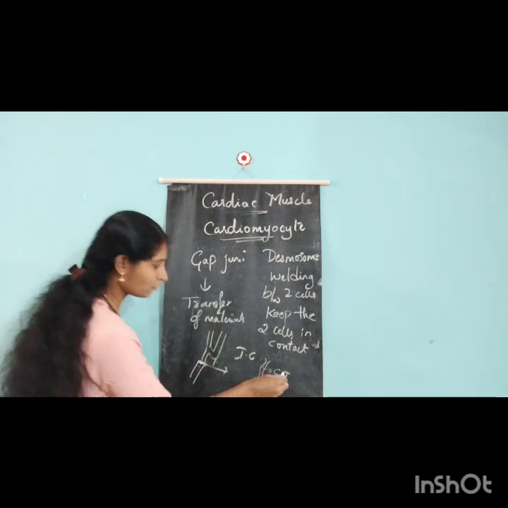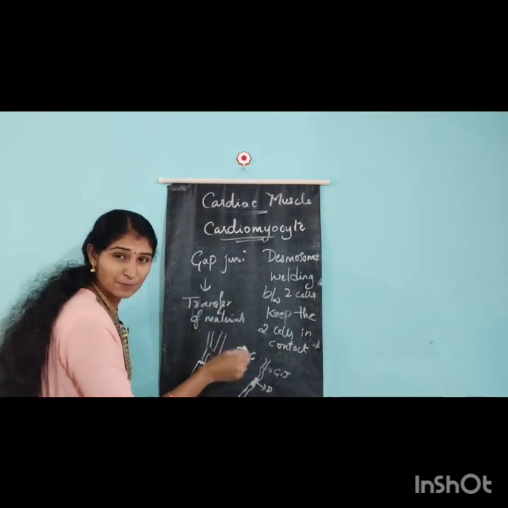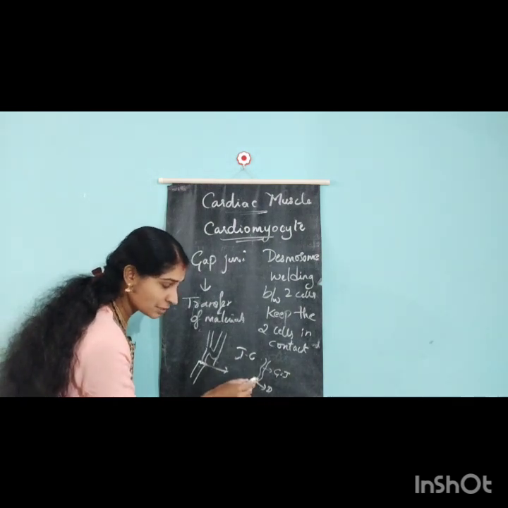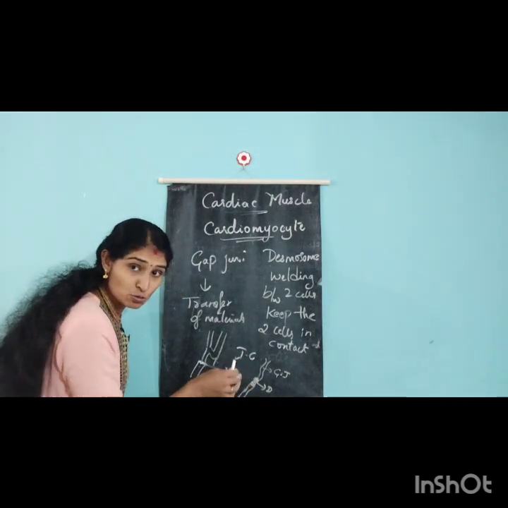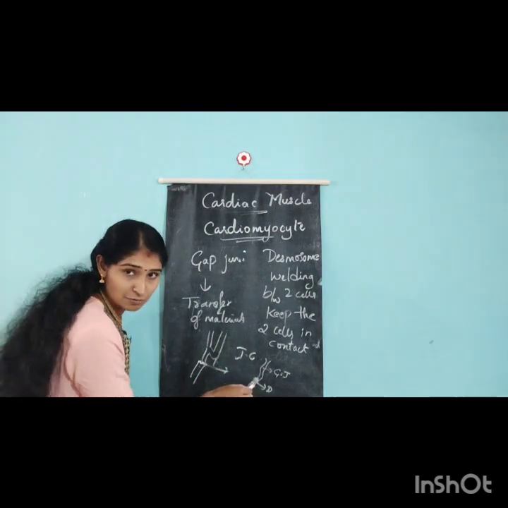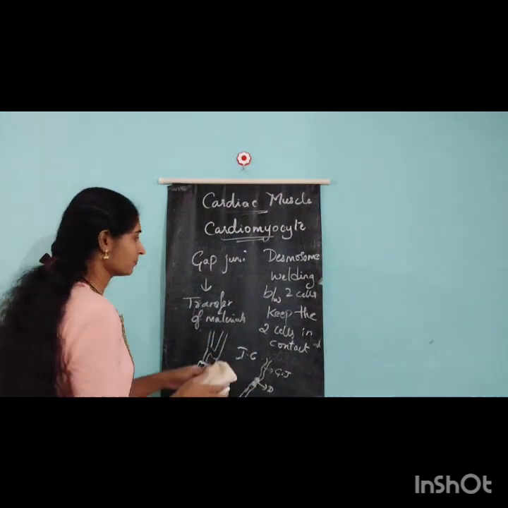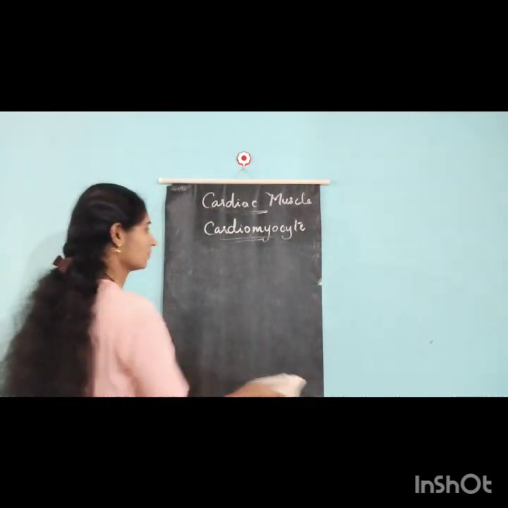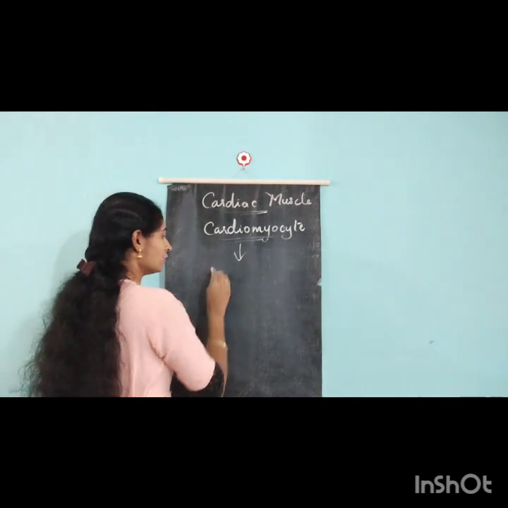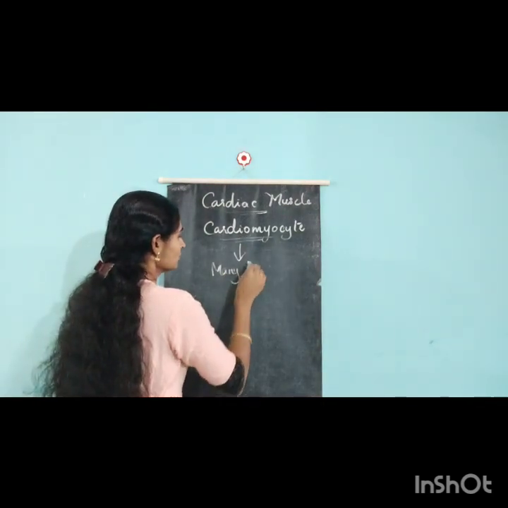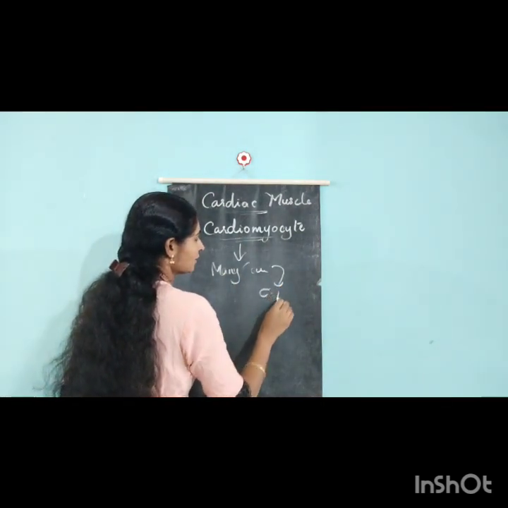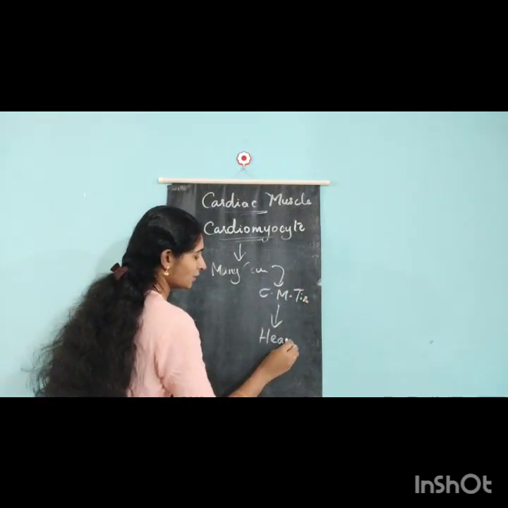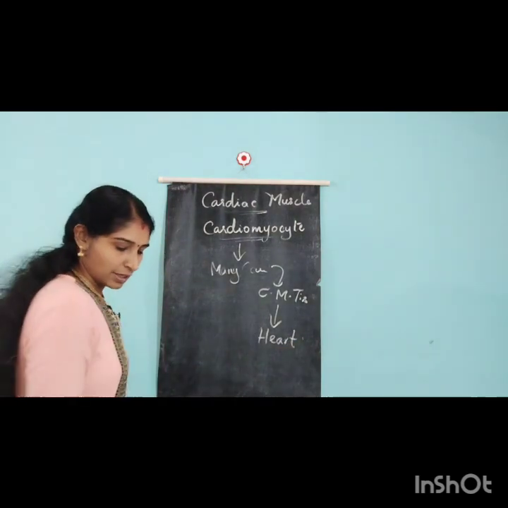So this gap junction, what does it do? Transfer of materials like impulses and all get transferred through it. This desmosome, what does it do? It welds. It keeps two cells together. Here the transfer of material will not take place. This is about intercalated disc. So many cardiomyocytes are going to give rise to what? Cardiac muscle tissue, and that tissue gives rise to the heart. I hope it is clear.